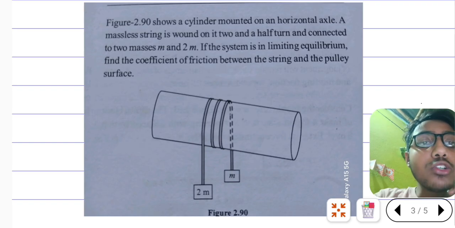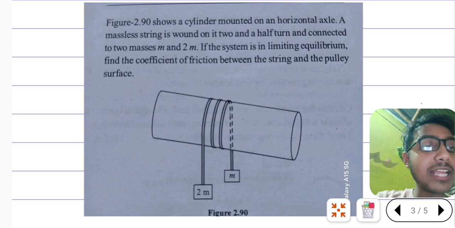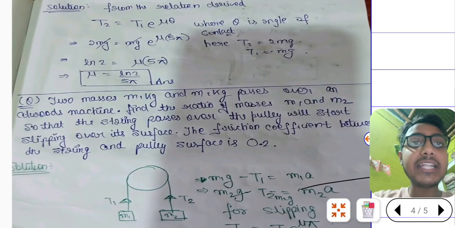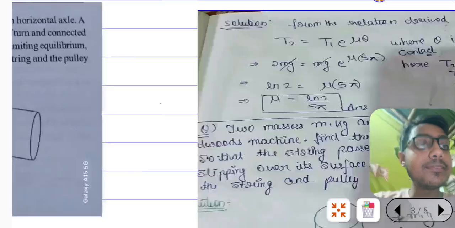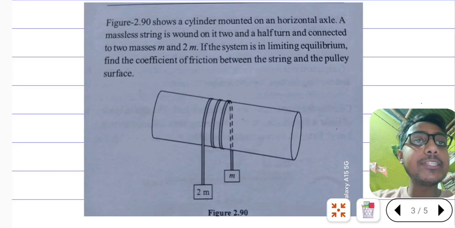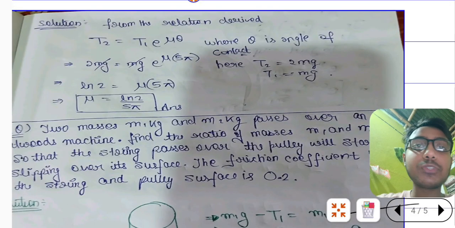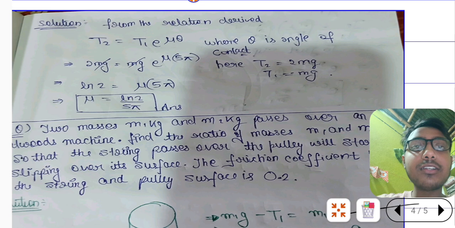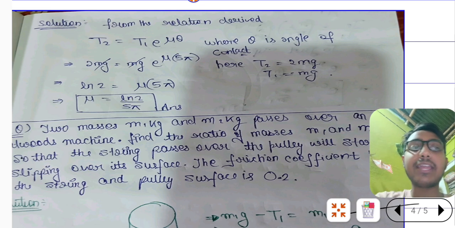If on one side it is 2m and on the other side it is m and the condition is just of sliding, we can take in this case T2 as 2mg and T1 as mg. Here you can see the solution I have written, and it is 2.5 turns, so the contact angle will be 5 pi. Based on the relation we will have 2 is equal to e to the power mu times 5 pi. Taking log on both sides, we get the value of mu as ln 2 by 5 pi.